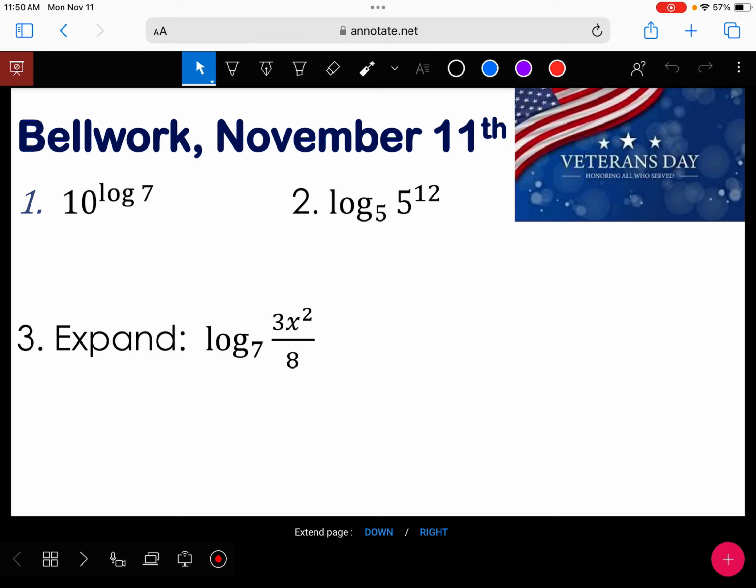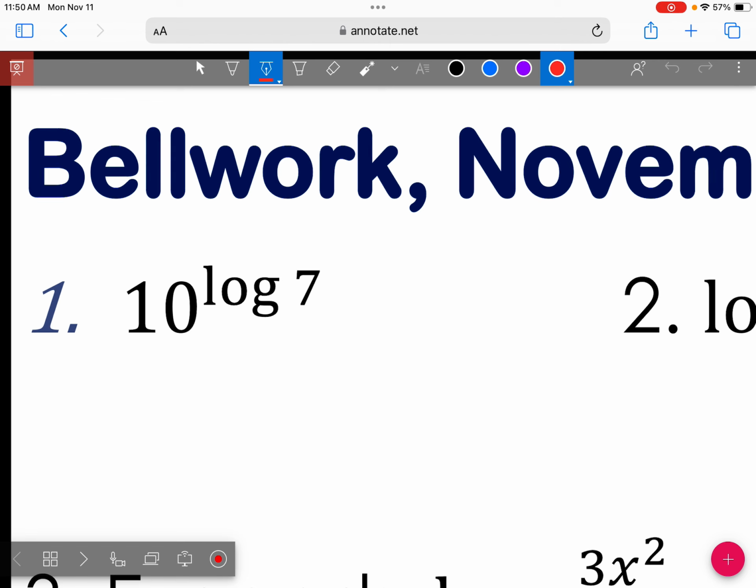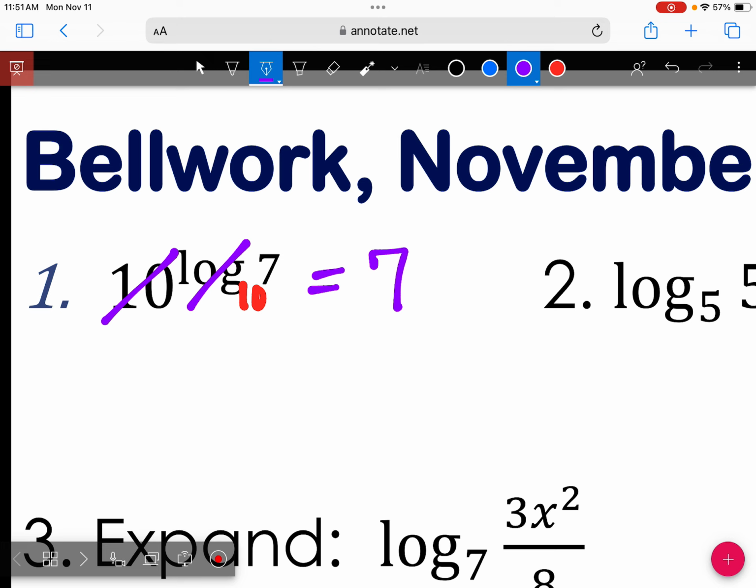So when you don't see a base, that means that the base is what? 10. So if you have 10 to the power of a log that has the same base, a log and an exponent cancel. So you're left with just 7. Another way to look at that would be, but no, that's the easiest way to look at it. We'll just leave it that way.